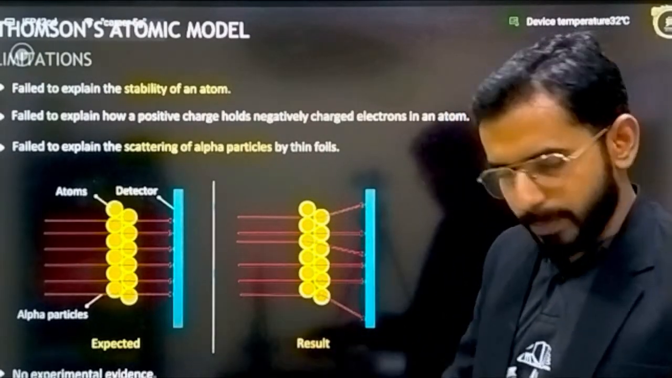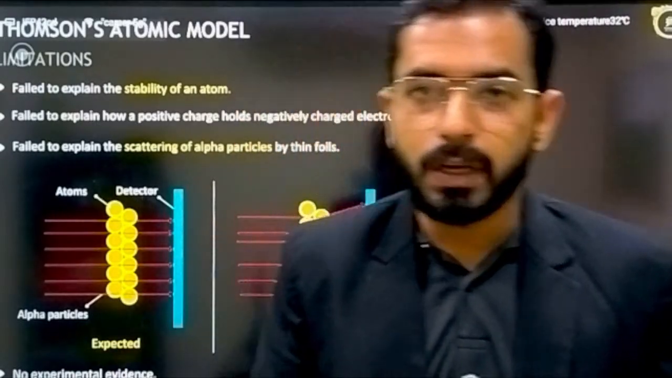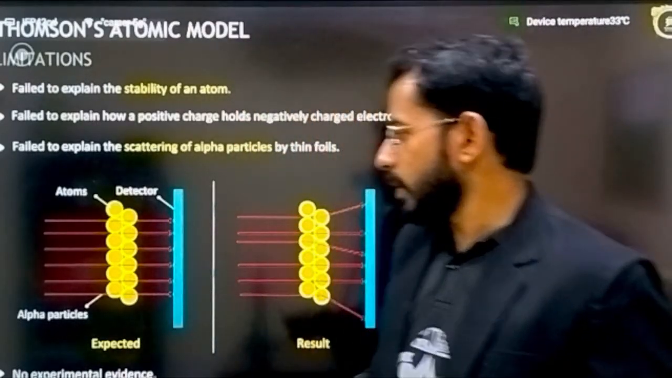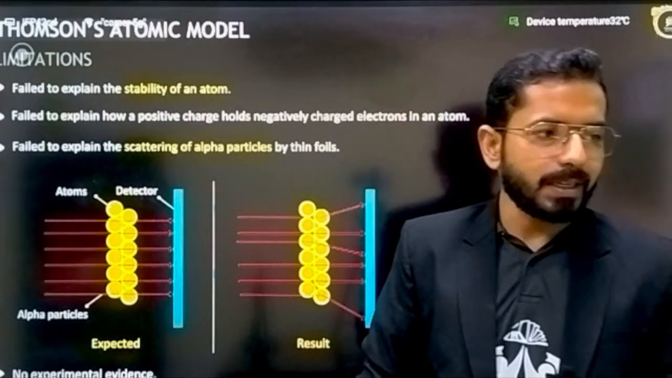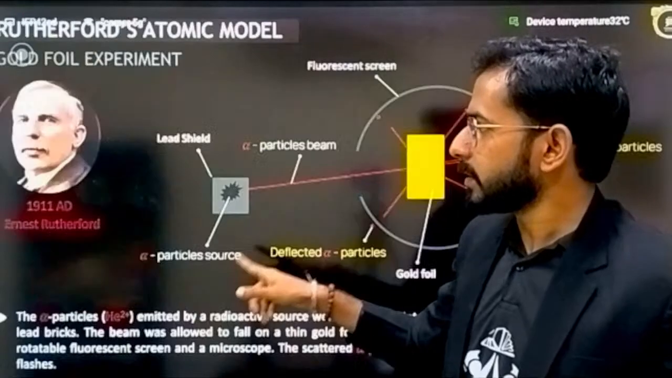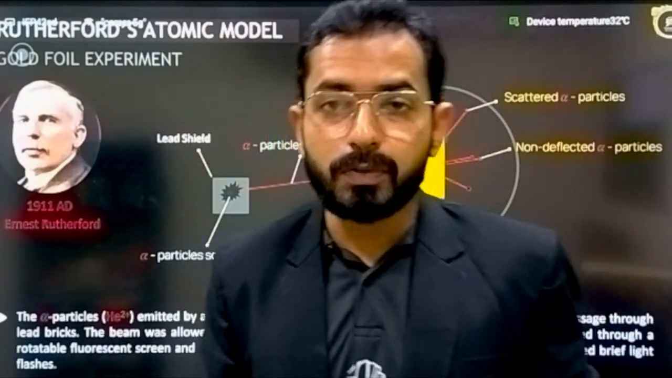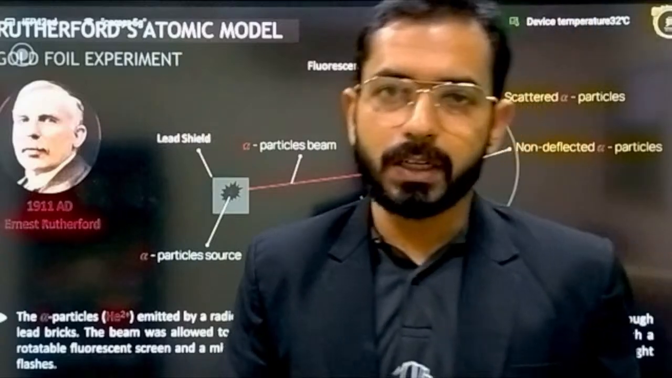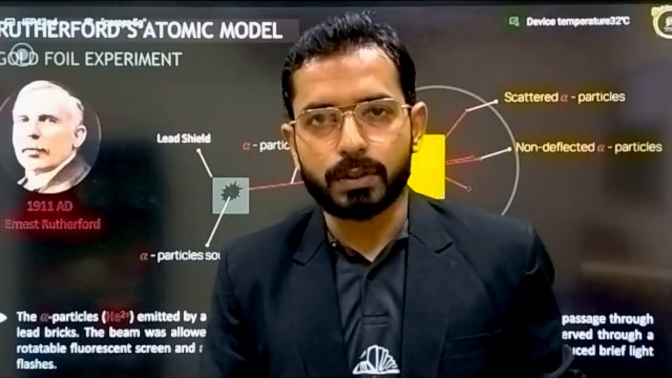Thin foil, that was the next experiment. I told you, limitations always give birth to a new invention. So he was also not able to explain the scattering of alpha particles. What is the alpha particle scattering experiment? I hope all of you know it very well. That experiment gave birth to the Rutherford model. Now the Rutherford model is an important model. Rutherford's model was very good. He defined a lot of good things.